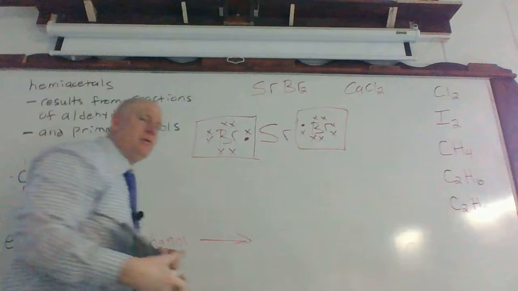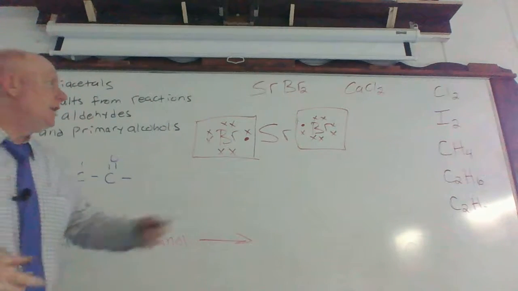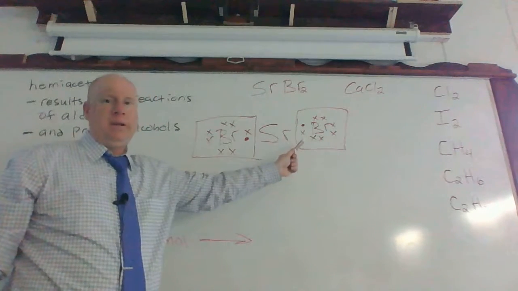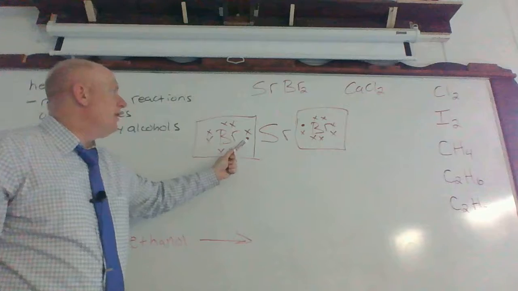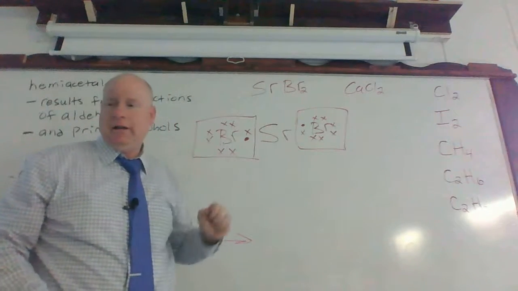And notice that strontium does not have any electrons around it, but that's because it's a metal and it donated its electrons away to the bromine. Okay? Because remember, this is an ionic bond. It's a complete transfer of electrons.